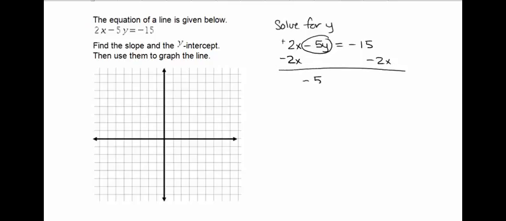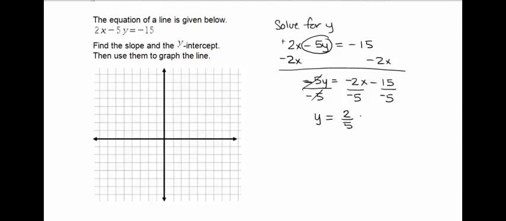So now I have negative 5y equals, and I put my x term first, negative 2x minus 15. Almost there. What I need to do next is, because I'm multiplying y by a negative 5, I need to divide by negative 5 on both sides. So everything gets divided by negative 5. These guys cancel out to 1. So I simply have y equals, and I have negative 2x over a negative 5. So negative over a negative is a positive.